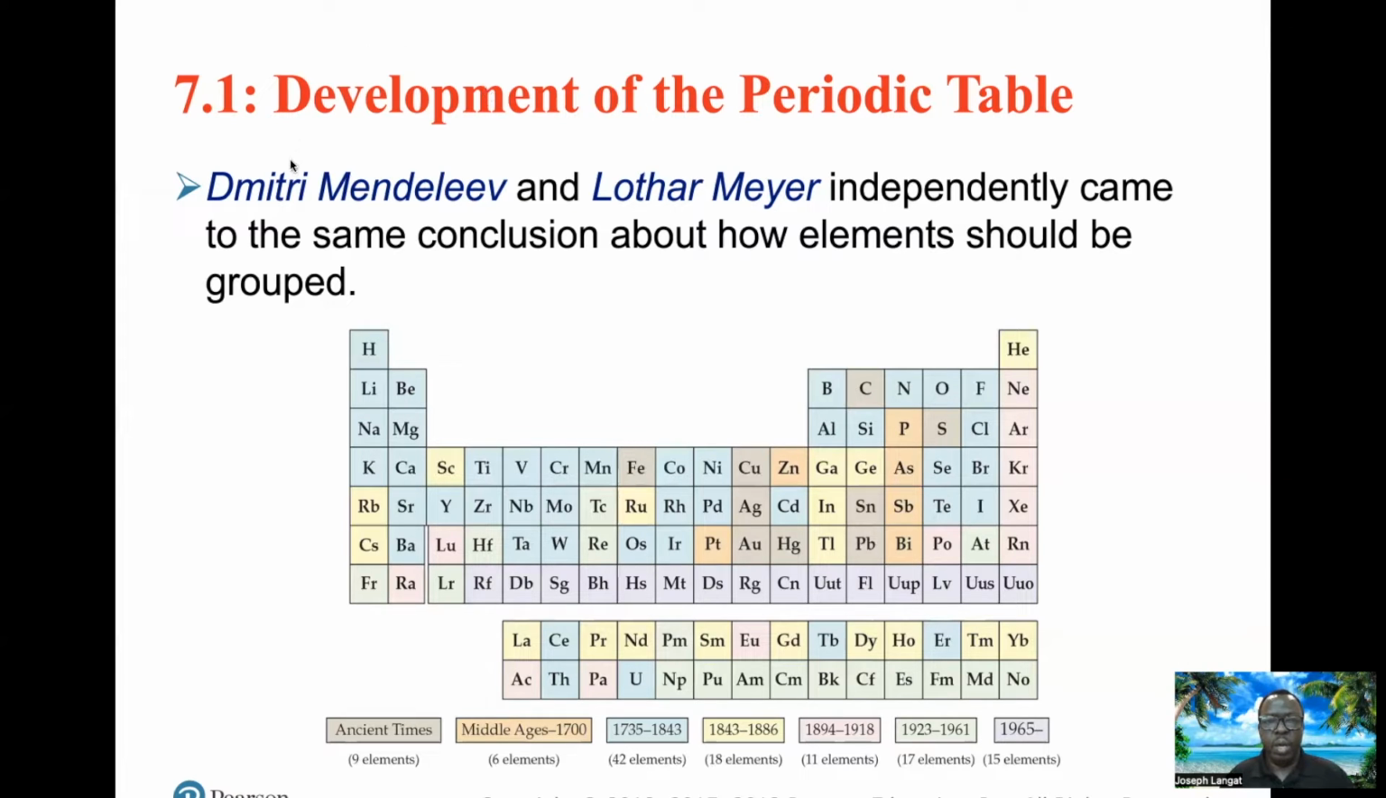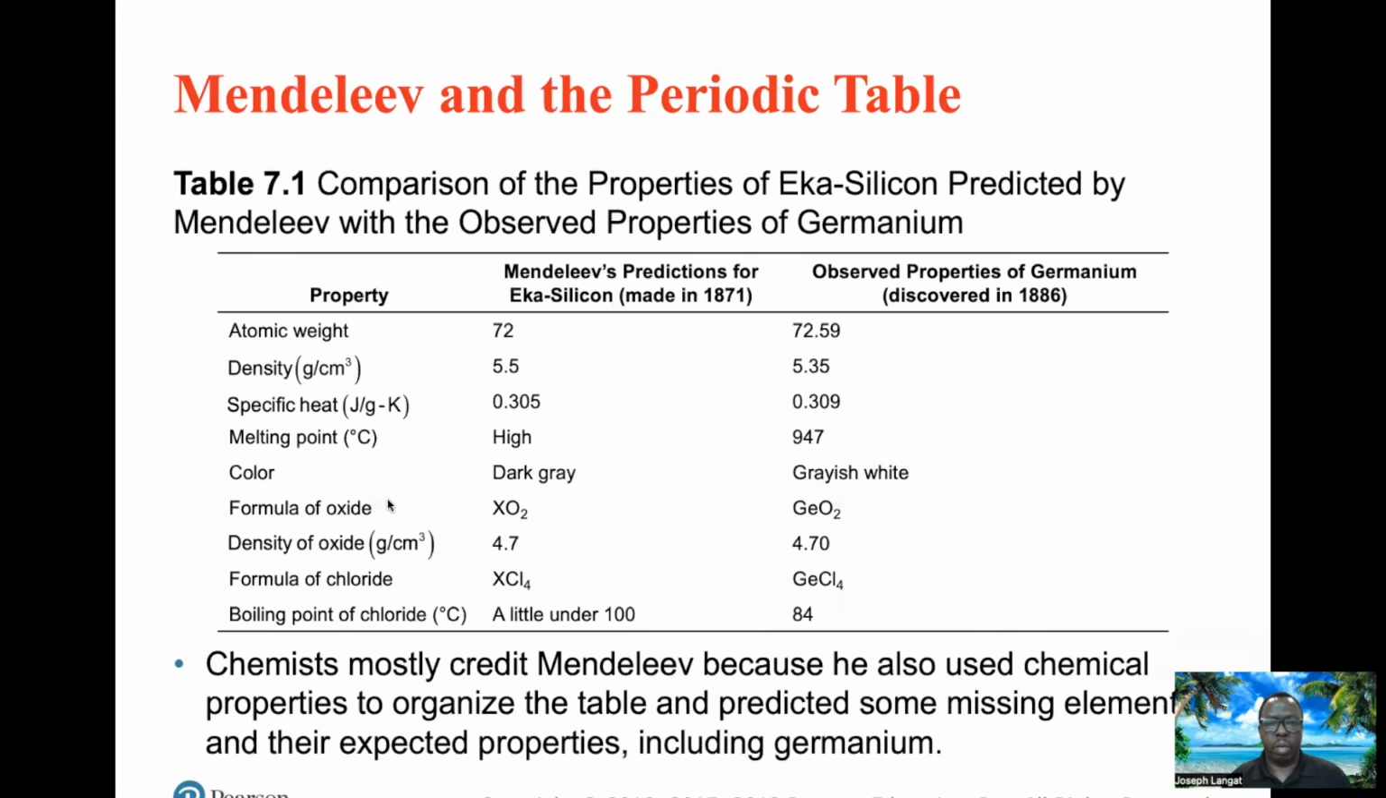However, for the modern periodic table, we give credit to Dmitri Mendeleev for organizing it, because of what? Because he was able to predict yet undiscovered elements at that time. Gallium, for example, he predicted; it had not been discovered. But Lothar Meyer did not predict anything, even though they came to the same conclusion. But for the modern periodic table, we give credit to Dmitri Mendeleev.